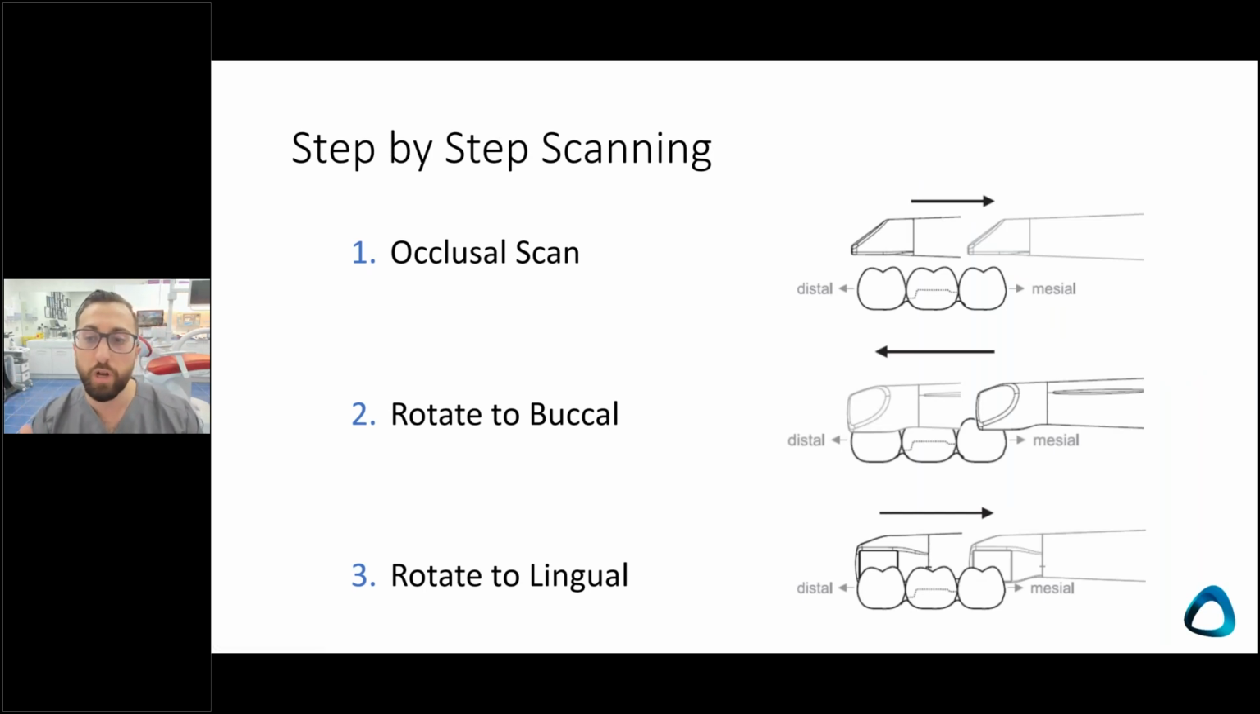Oftentimes you start on the occlusal. Let's say for a crown preparation, you would start on the occlusal distal to the crown preparation, and then you would move mesially. And if you're doing a full arch scan, you would move all the way to the contralateral side. If you're doing just a quadrant scan, you would stop near the canines or incisors, and then you rotate the scanner buccally and lingually. And essentially that's how you do a scan. When you rotate buccally, you go back to where you started, you rotate lingually, and you come back again. And I've got a video to demonstrate that.